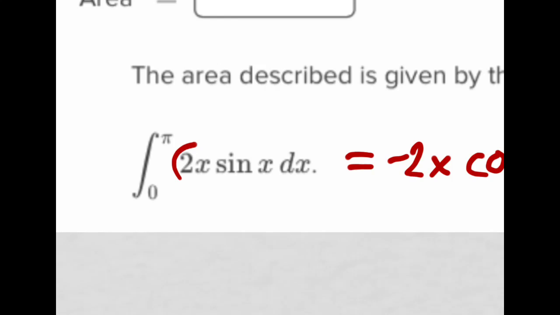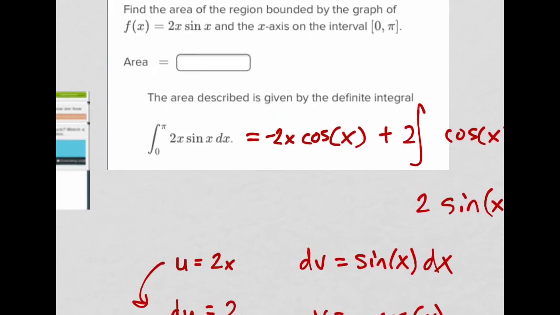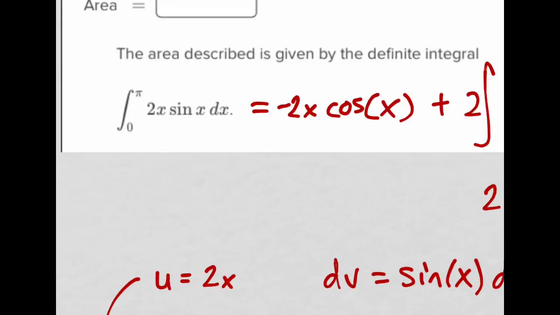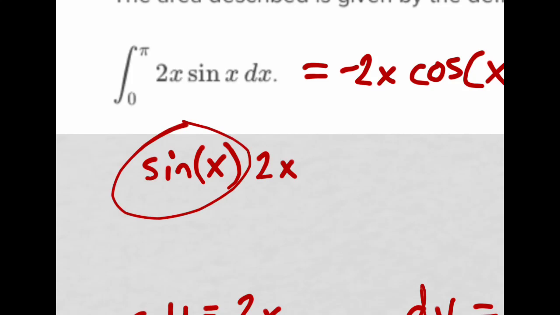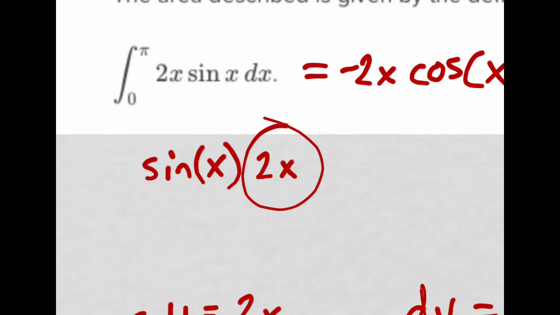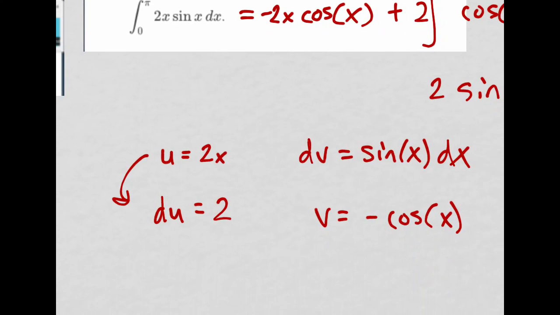So if you have two functions multiplied together, the 2x and the sine x, one of those functions is going to be your u, and one of them is going to be your dv. So you have to choose them. I could have chosen it the other way around. I could have chosen sine x to be u, and 2x to be dv. If you play around with it a little bit, you'll be able to see which one should be which.